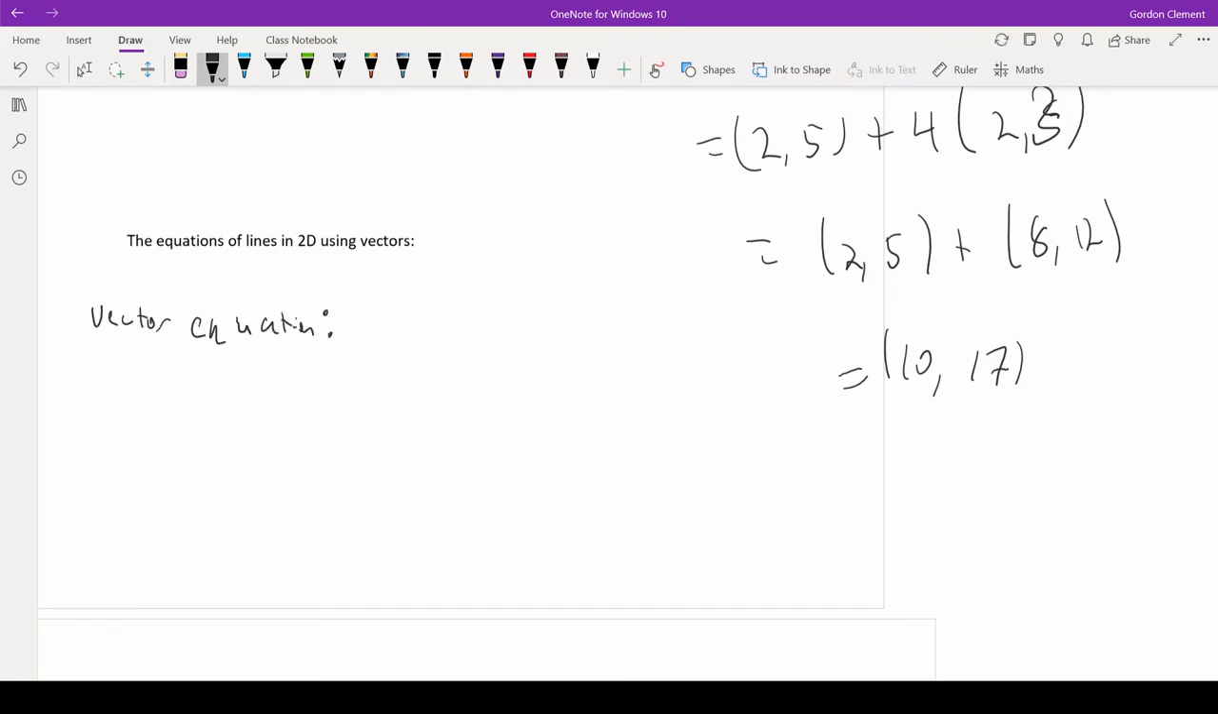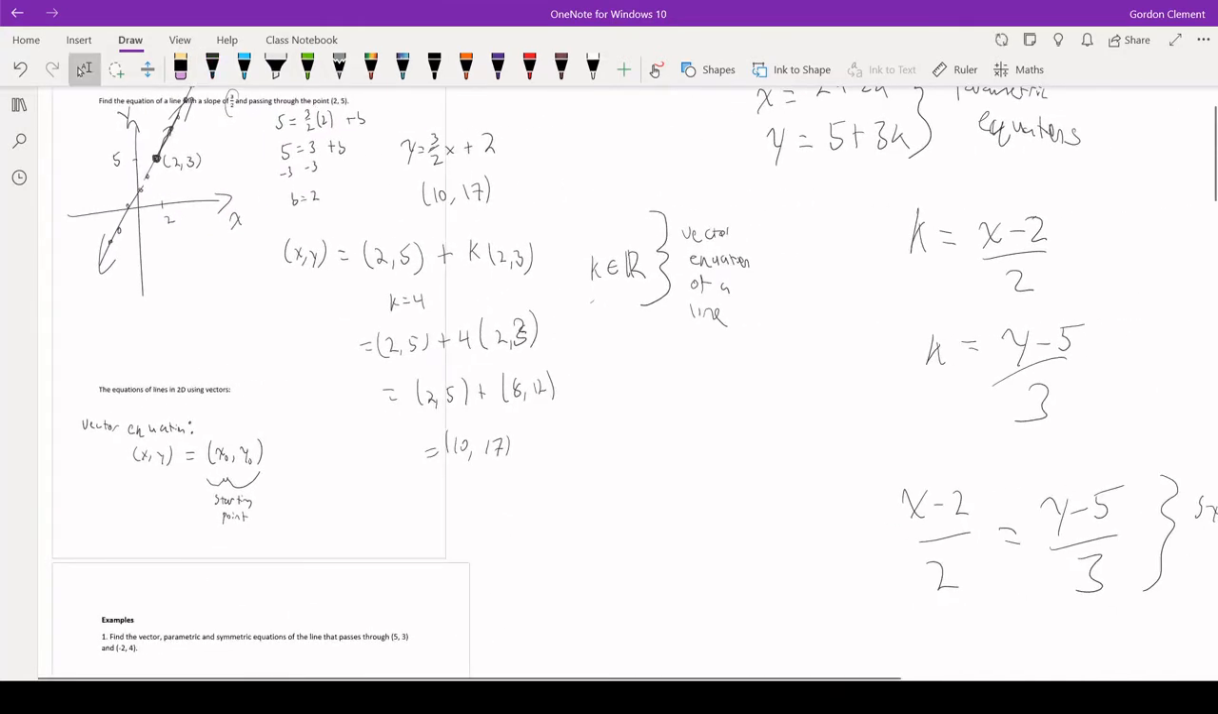In general, any point on the line xy is going to be x0, y0, which we're going to think of as a starting point, which could be any point on the line. So vector equations can look very different. We know (10, 17) is on the line, so I could rewrite this equation with (10, 17) there, and that would be the exact same line. You can pick any point on the line as that starting point. That doesn't change the line.